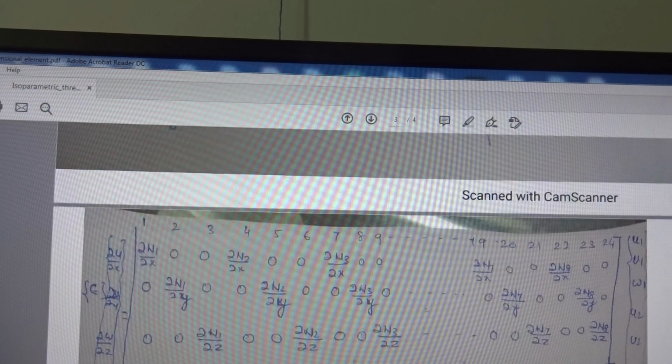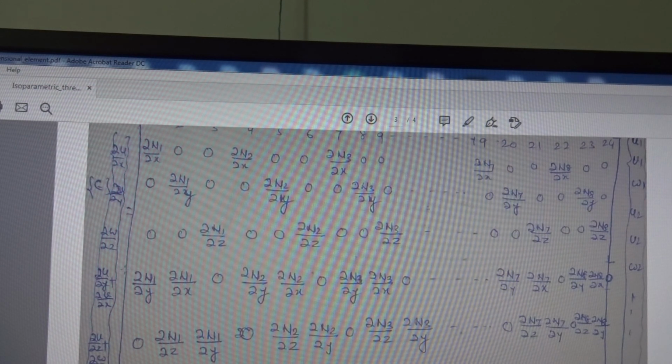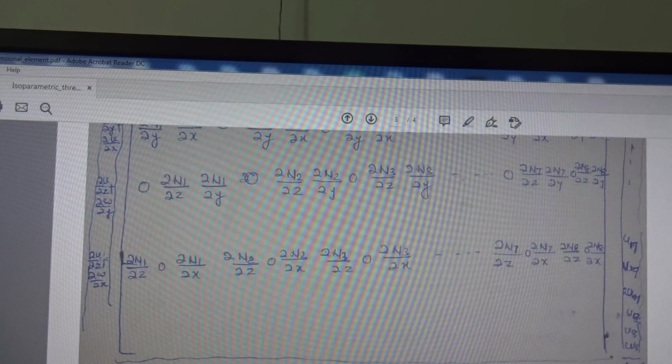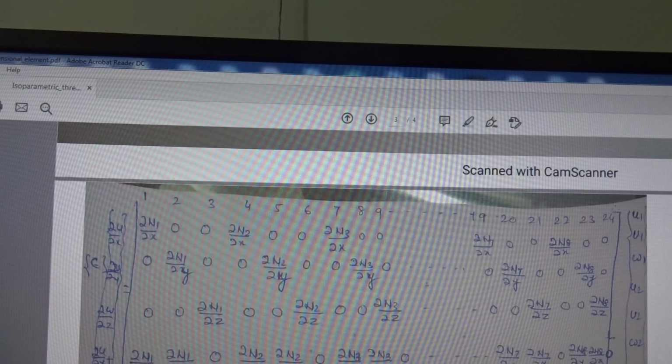Now you can write the strain epsilon is equal to del u by del x, del v by del y, del w by del z, del u by del y plus del v by del x, del v by del z plus del w by del y, and this one is del u by del z plus del w by del x. And when you substitute the values, you can get the 24 by 24 matrix.